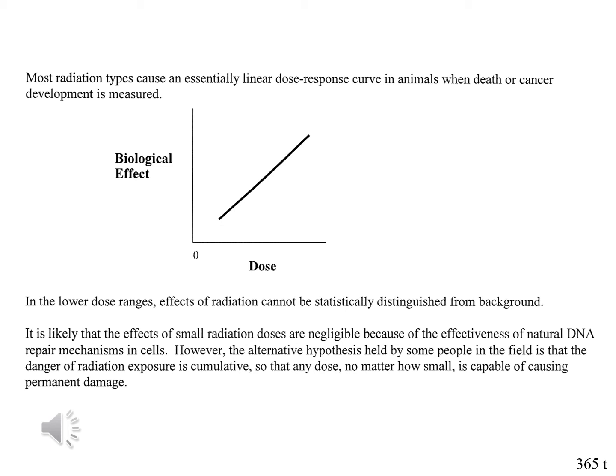So the idea behind it is if you get low doses of radiation, it might not produce any lasting damage because you have these repair enzymes, but it could also cause a huge amount of damage if one of the mutations is not repaired and causes cancer. So nobody really knows in the low dose ranges.